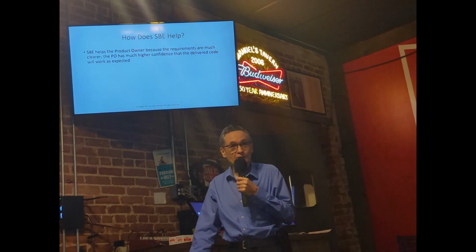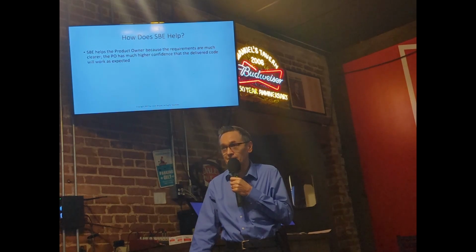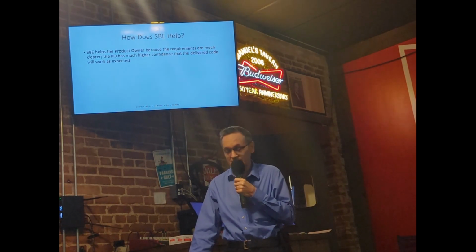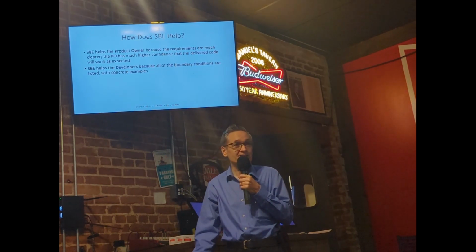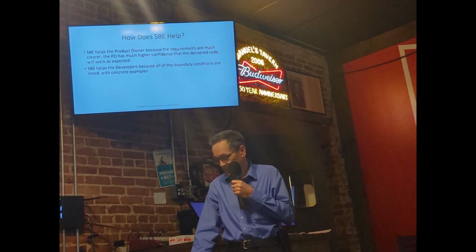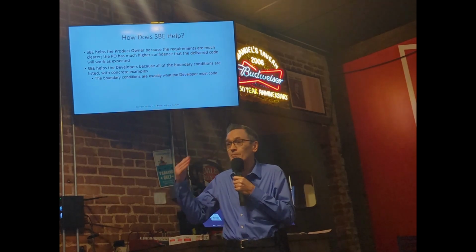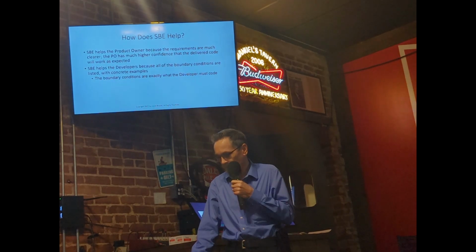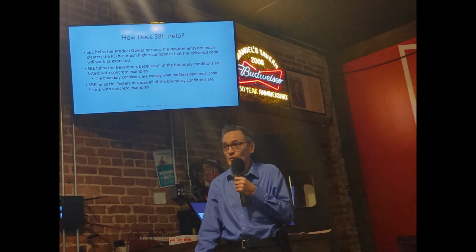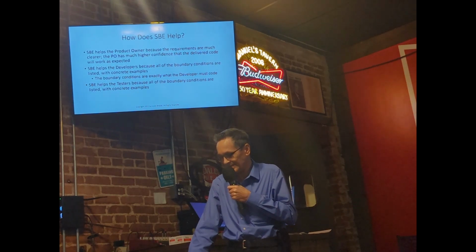So how does this help? Well, the product owner, we've already said, has a much higher probability of getting delivered what they ask for, what they want. The developers have all of the boundary conditions listed with concrete examples, and the boundary conditions are exactly what they have to code for. Every boundary condition is a conditional in their code. And the QA team, guess what? Those boundary conditions are exactly what they have to test. So they're all listed in the requirements. Makes life easy.